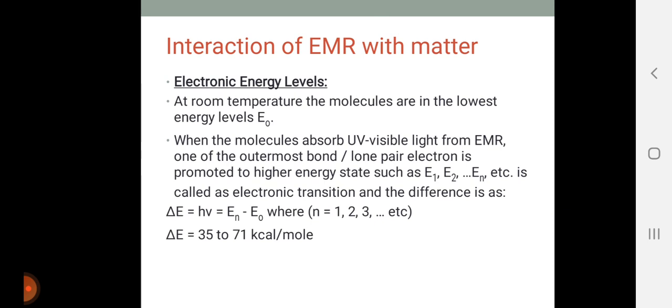Electronic energy levels. At room temperature, the molecules are in the lowest energy level, E0. When the molecules absorb UV visible light from EMR, one of the outermost bond or lone pair electrons is promoted to higher energy states such as E1, E2, and En, etc. This is called electronic transition, and the energy difference is 35 to 71 kcal per mole.